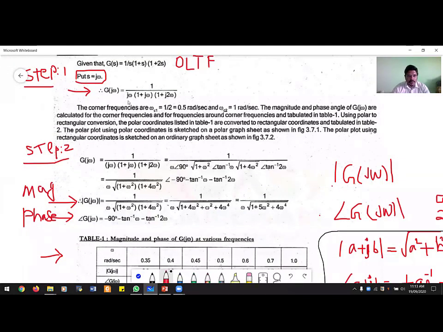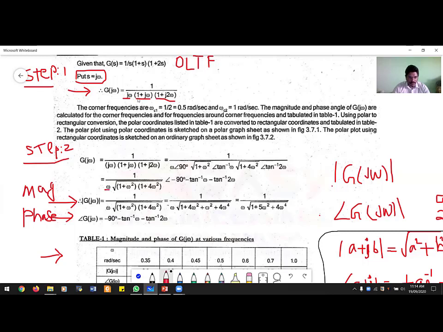In this problem there are 3 terms available, and all the terms are in the denominator. The first term is the jω term, the second term is the 1 + jω term, and the third term is the 1 + j2ω term. For these terms we just apply the formula to determine the magnitude and phase. In the first term, only jω is available, since the real part is absent, the a value is 0. So root of ω square is equal to ω. Taking ω square out of the root, we get ω.